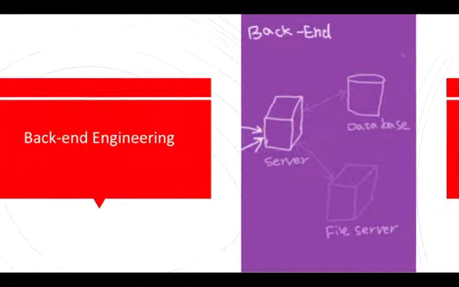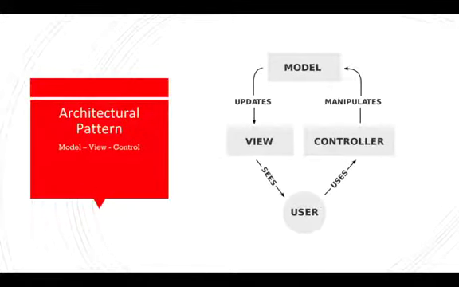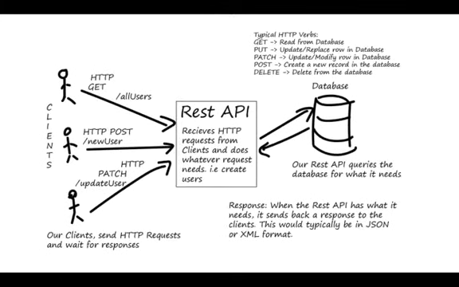Back-end engineering. Architecture pattern: model, view, control. We use the simple MVC model. REST API receives HTTP requests from clients and does whatever the request needs. Example, create users.